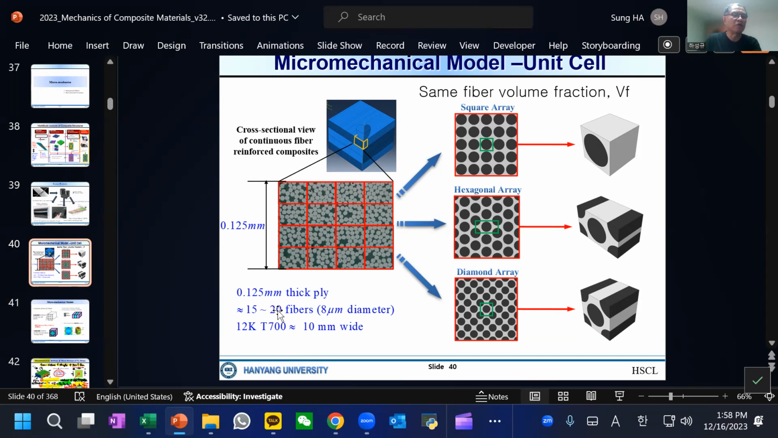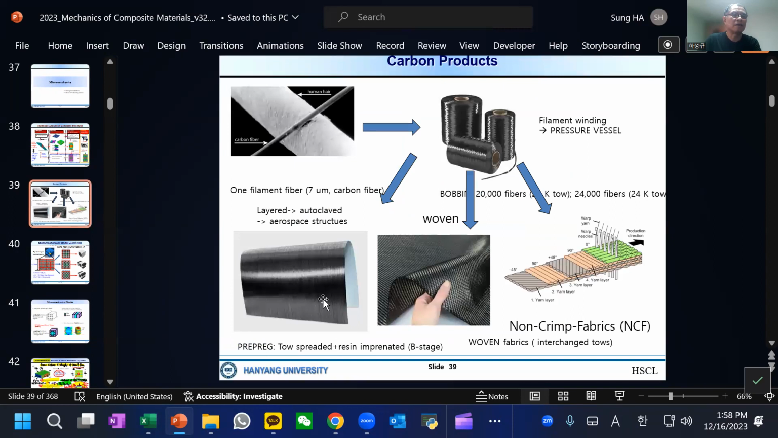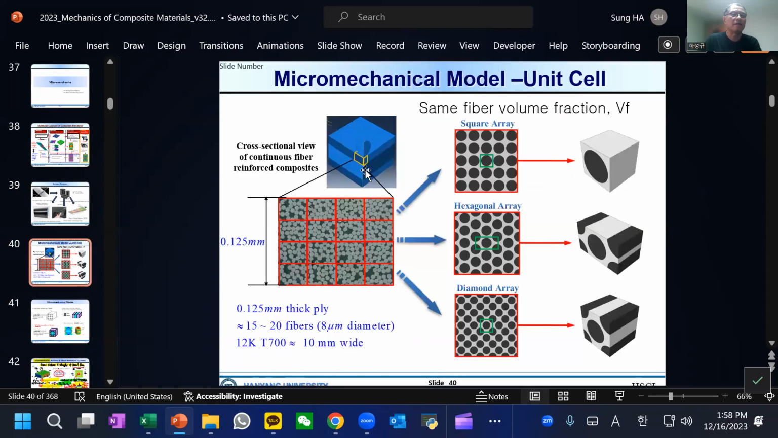So you can see that about 20 fibers, 1, 2, 3, 4, 5, 6, 7, 8, 9, 10, and so on, 20 fibers will make the 0.125 thickness. This is a very typical pre-preg, and pre-preg is this one, and then you layer and make the structures. As we just reviewed, we can make the core as a sandwich. This is a very typical structural behavior on the structures for the aerospace.